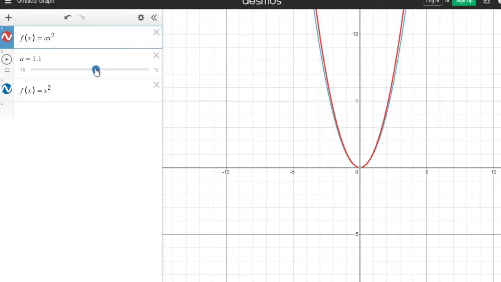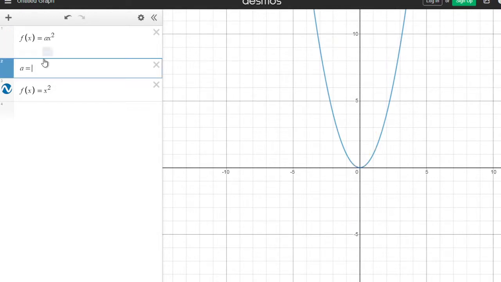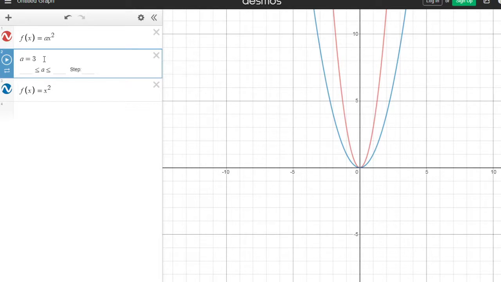So check it out. Watch when a equals 2. Actually, I'm slowly moving it up because it's a slider, which is kind of nice. So here's where a equals 2. Okay, let's enter 3 and see what happens. Let's enter 4 and see what happens. So do you see how for every value of a, my graph is getting narrower and narrower?